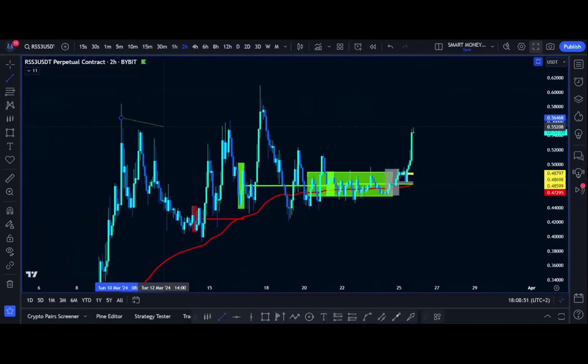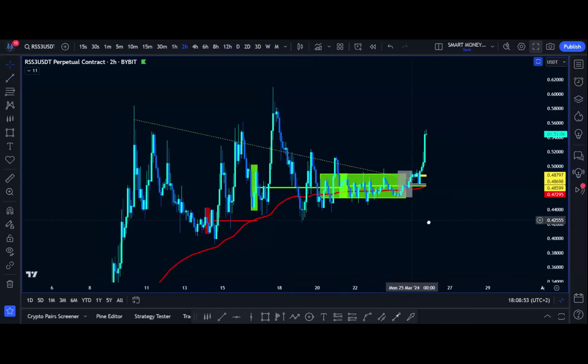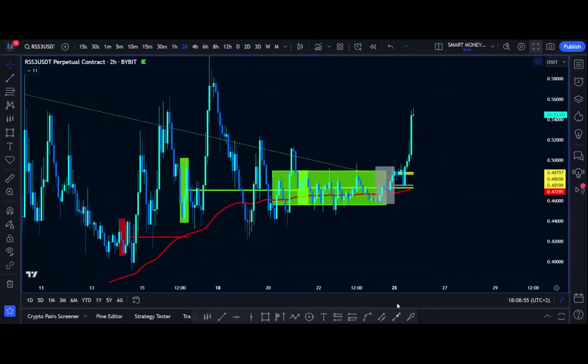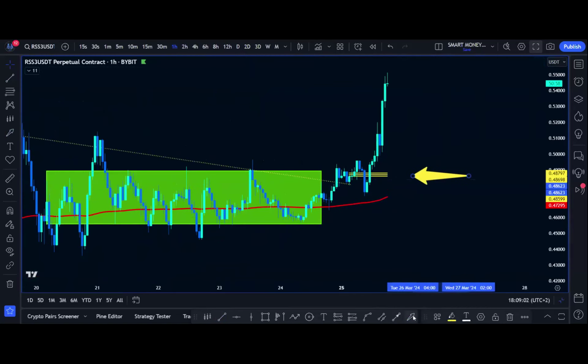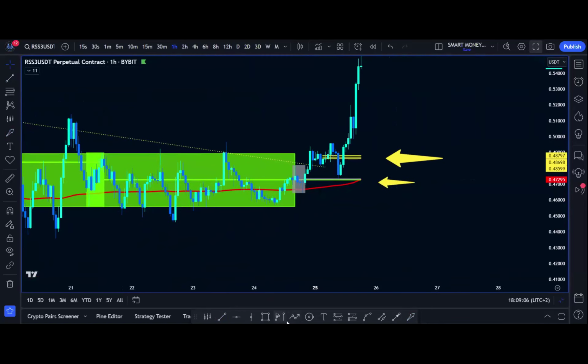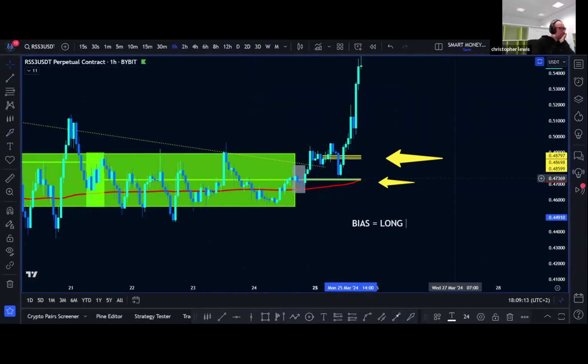And then we've got this big trend line break. And then when price breaks above the trend line, we've got this weekly pivot, which is above the trend line break, and it's also above the EMA. So in those scenarios, I would have had a one-sided bias. My bias would have just been long.